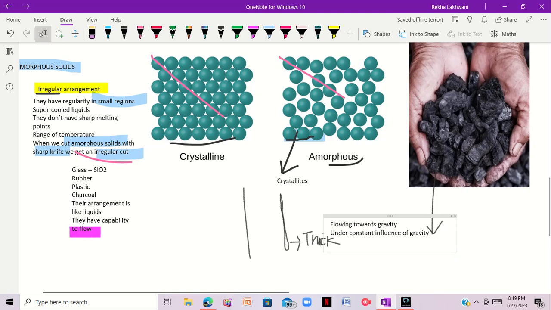I hope amorphous solids are clear to you. These are some of the properties. We will discuss some more properties in my upcoming videos.